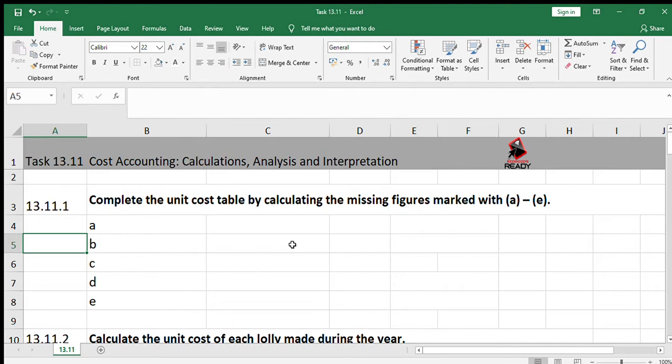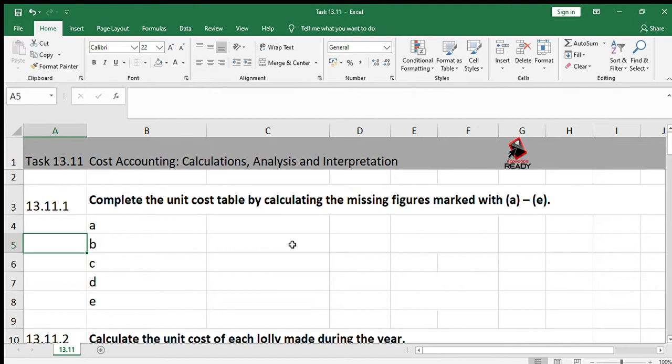So TikTok Lollies makes and sells lollies at 12 Rand each. This price has stayed the same for the last 2 years. During the year ended 28 February, they made 40,000 lollies. There is no stock of lollies at the beginning or the end of the year.